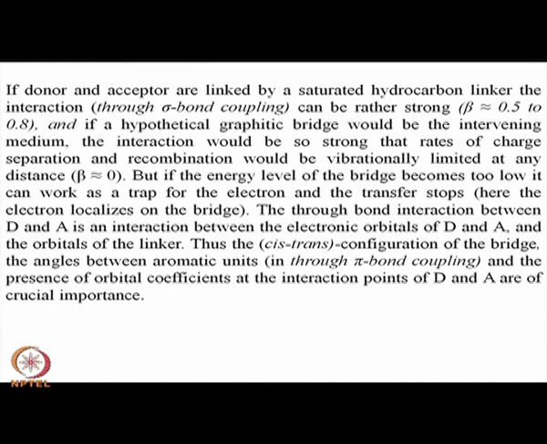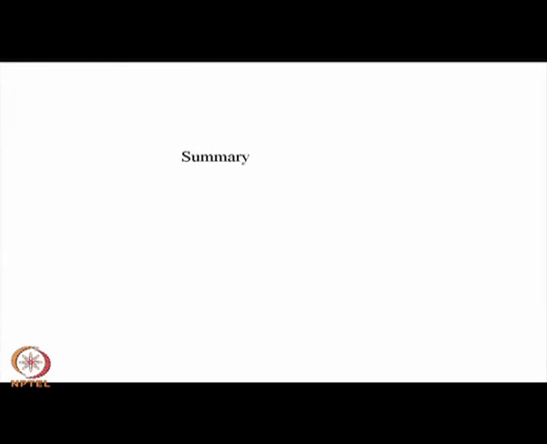The through bond interaction between D and A is an interaction between the electronic orbitals of D and A and the orbitals of the linker. Thus, the cis-trans configuration of the bridge and the angles between aromatic units in through pi bond coupling, and the presence of orbital coefficients at the interaction point of D and A are of crucial importance.